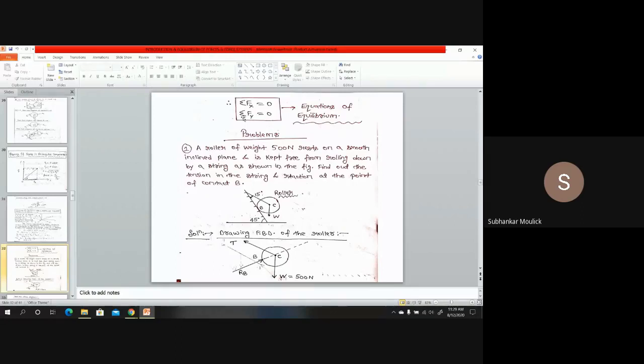This was the discussion we did in the last class. In today's class, we will be solving a few problems so that all the doubts you have regarding the equations of equilibrium and how to draw a free body diagram will be cleared. Today we will be focusing on solving a few problems. Fine. Let us solve the first problem.